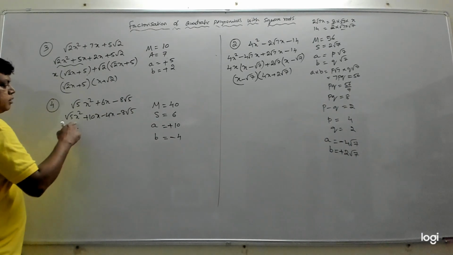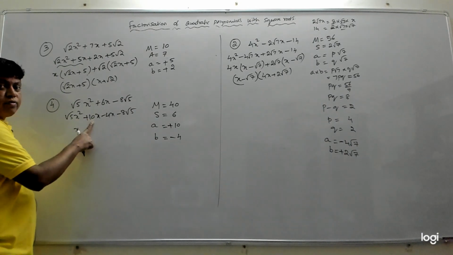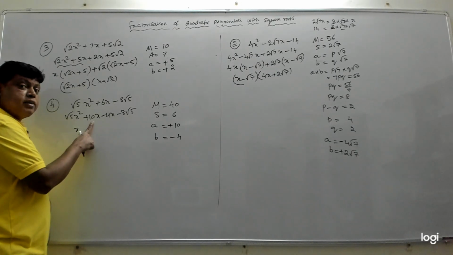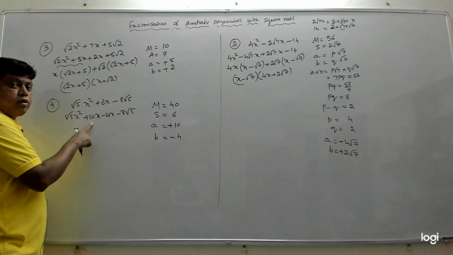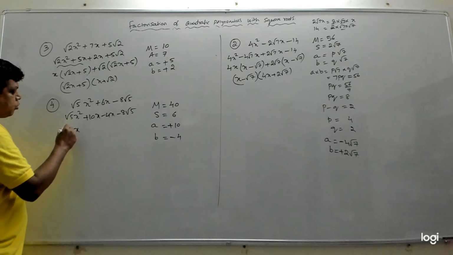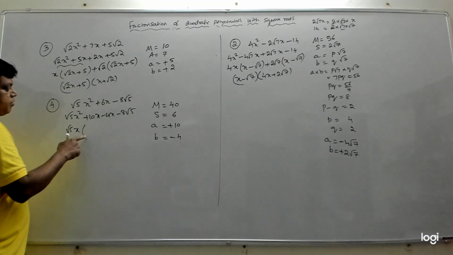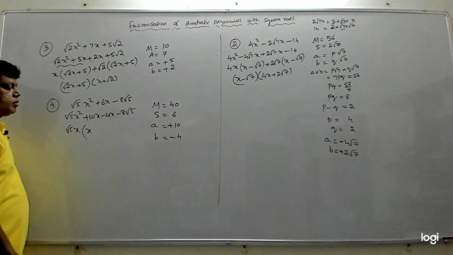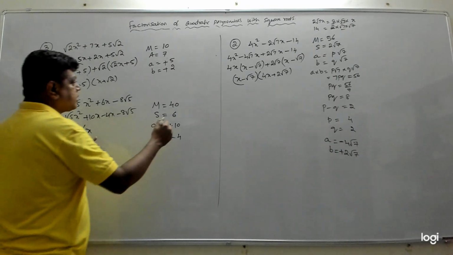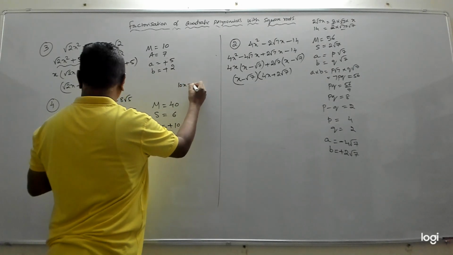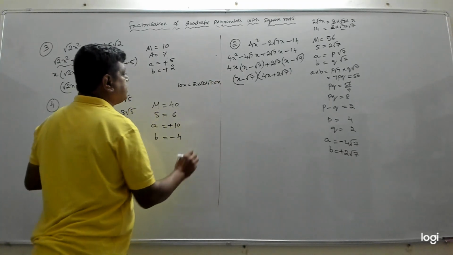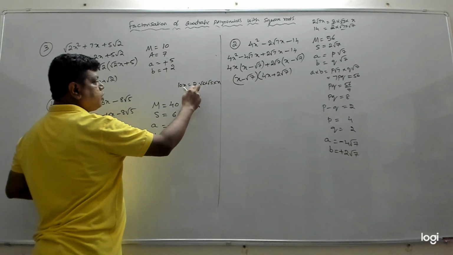X is common. Also root 5: 10 also has a 5. 10 can be written as 2 into 5, and 5 has a root 5 into root 5. So 10 can be written as 2 into root 5 into root 5. So that also has a root 5, so this also has a root 5. So root 5x is common. When root 5x is taken common, I will have x here. From 10x, I have taken root 5x. So 10x can be written as 2 into root 5 into root 5 into x, because root 5 into root 5 is 5, and 5 twos are 10, so 10x.